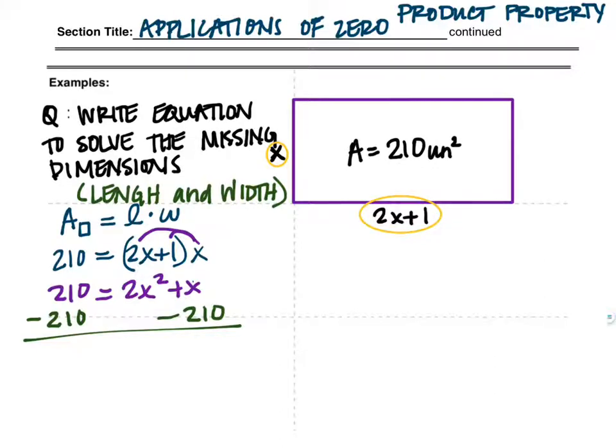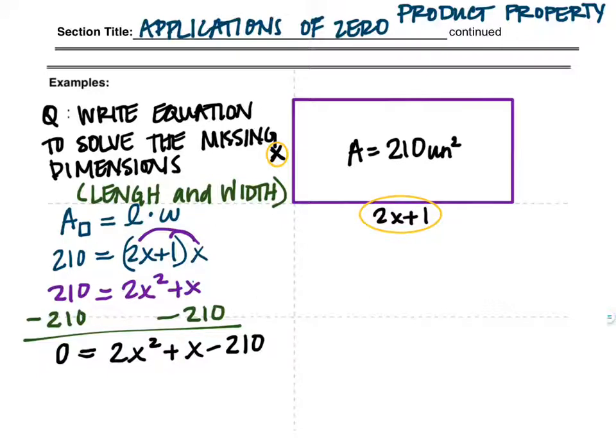I do in fact get what I'm looking for: 0 is equal to 2x squared plus x minus 210. Now I get to go ahead and factor this. And let me tell you, this might take a little bit of time, but it's definitely worth it. When I factor this, I notice that there is not a greatest common factor, and there are 3 terms. And the first term coefficient is not 1. So that tells me I need to use reverse FOIL.